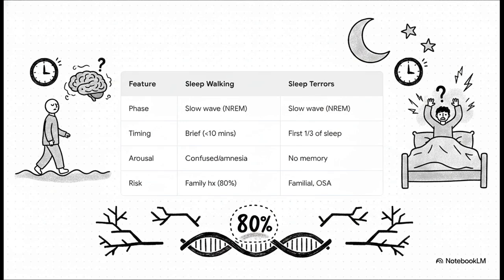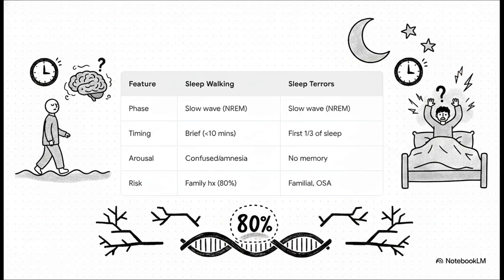Both sleepwalking and sleep terrors originate in that deep, slow-wave NREM sleep we talked about earlier. Sleepwalking episodes are brief, usually under 10 minutes, where the patient is extremely difficult to arouse and will be super confused with complete amnesia of the whole event if awakened. Sleep terrors, on the other hand, involve sudden partial arousals with frantic motor activity occurring in the first third of the night, also leaving no memory the next morning.